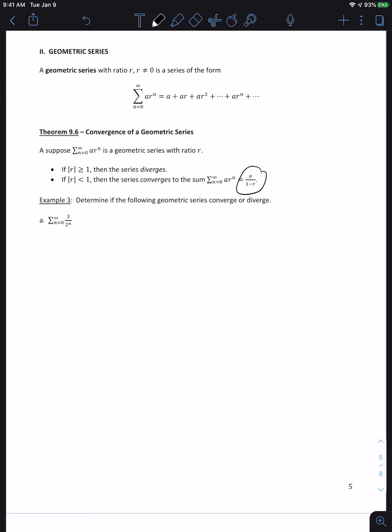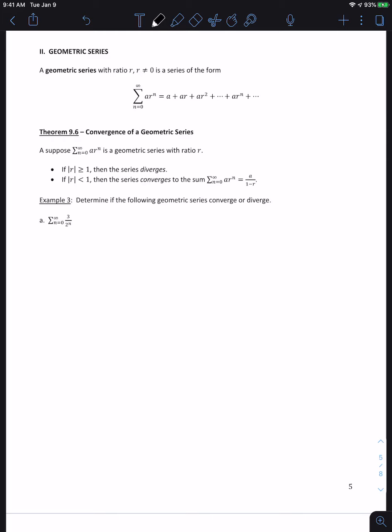Right? So every time we look at a geometric series, in order to figure out whether it is convergent or divergent, we just look at the ratio and whether the ratio's absolute value is greater than or equal to 1, or if it is less than 1. Okay, so if we look at this geometric series right here, it looks like the sum from n equals 0 to infinity of 3 over 2 to the n.